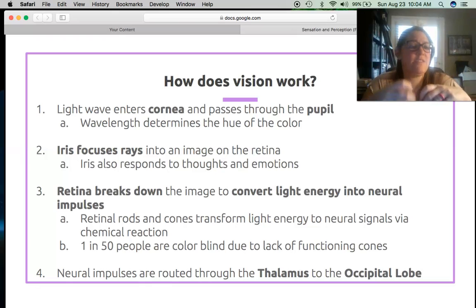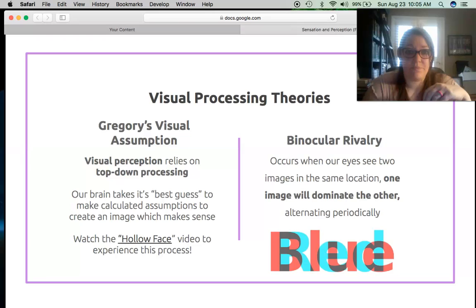And finally, neural impulses are routed through the thalamus to the occipital lobe. So we have that two-part process for our brain. Thalamus, immediate reactions, and then occipital lobe is going to come in with the details and give us more information.